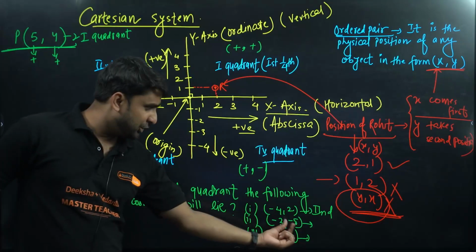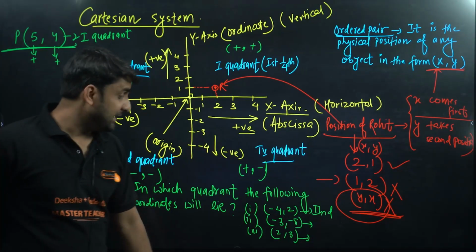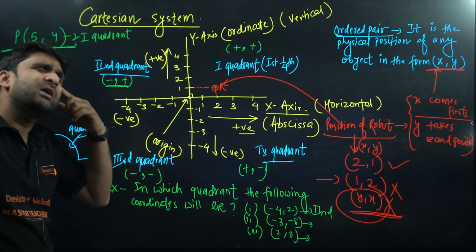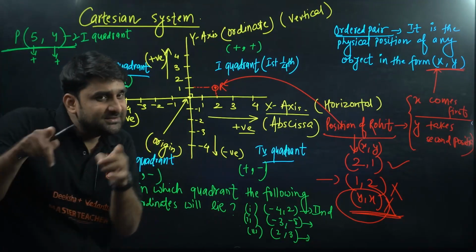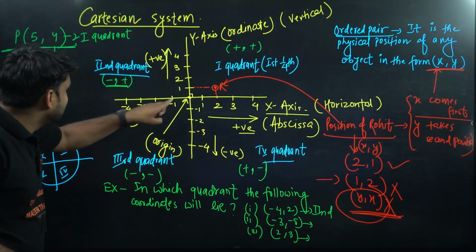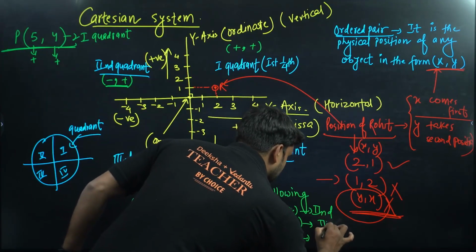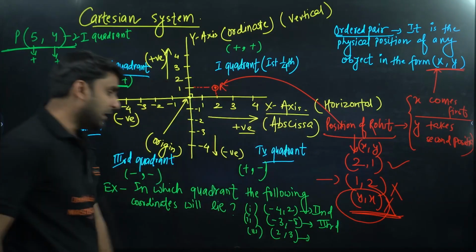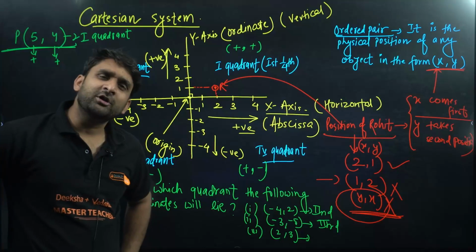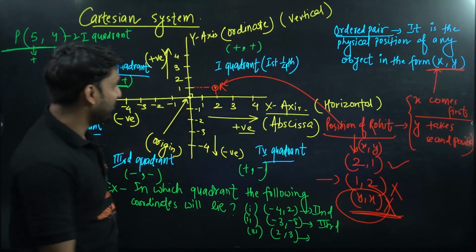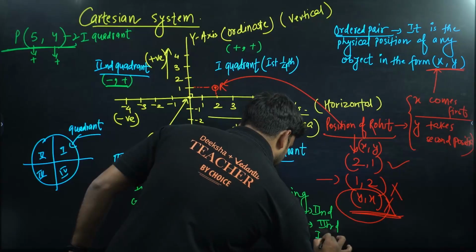Now (-3, -5), where will it lie? Can you see here? Both are negative. It implies that x is negative and y is also negative, and that is only the third quadrant. So this coordinate will lie in the third quadrant. Similarly, (2, 3). It means the x coordinate is positive and the y coordinate is also positive. That will lie in the first quadrant.